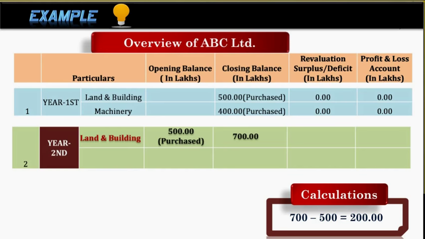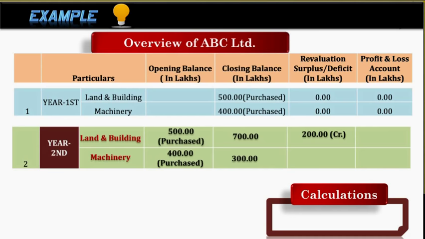The same shall be credited to property revaluation reserve and will be disclosed in company's books under owner's equity. In year 2, the value of machinery has decreased from 400 to 300 lakhs. So friends, here there is a revaluation deficit on machinery of 400 minus 300, that is rupees 100 lakhs. The same shall be charged to P&L account of year 2.